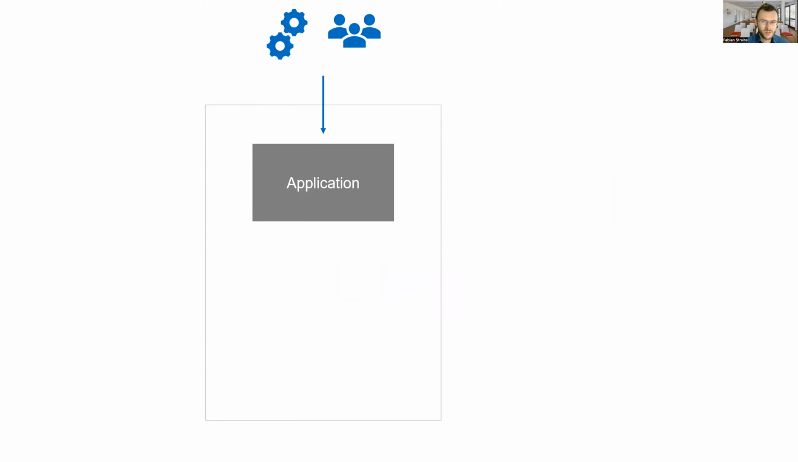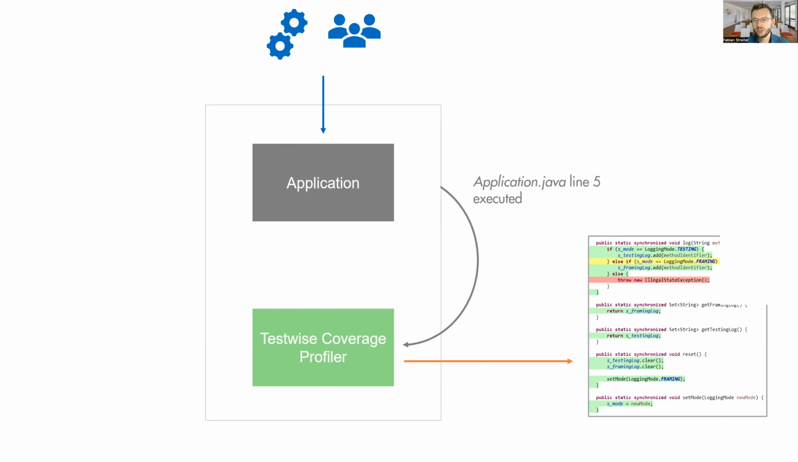How does this recording of test-wise coverage work in a little more detail? What you usually have is a test environment where you deploy your application, and then either some automated process is running that runs tests against that application, or some manual tests are happening where people are clicking through the UI, for example. What we do now is we install a so-called test-wise coverage profiler on your test environment, which is an additional tool that hooks into your application to find out, while these tests are running, which lines of code are being executed down here.